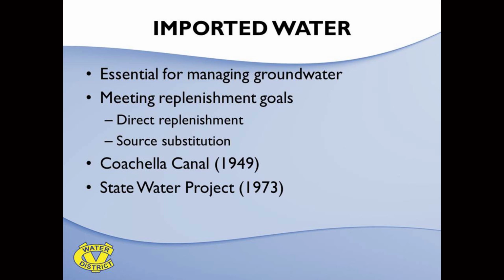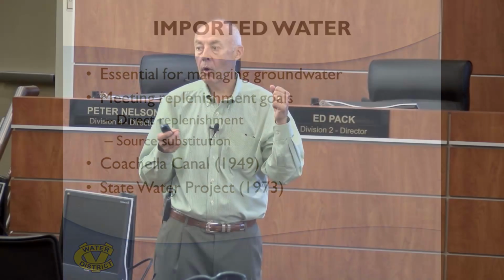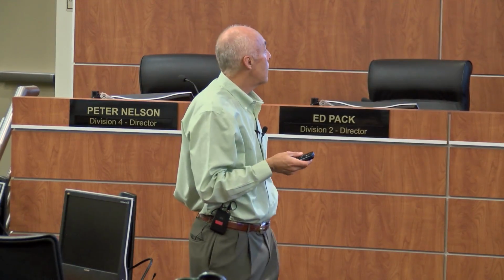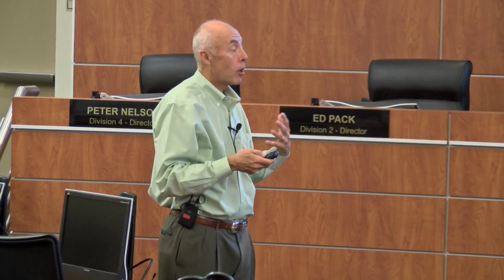And we were one of the original contractors on the State Water Project going back to 1973. We don't have a direct connection to the State Water Project, so we have an arrangement with the Metropolitan Water District of Southern California where we give them our State Water Project water because they have a direct connection, and they give us Colorado River water off the Colorado River Aqueduct. So it's a nice arrangement. Today the estimated cost to build that direct connection is about $1 billion, so we're saving that cost by having that exchange agreement. So that's our imported water background.